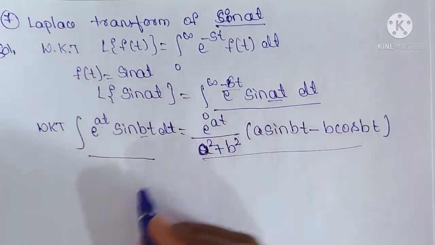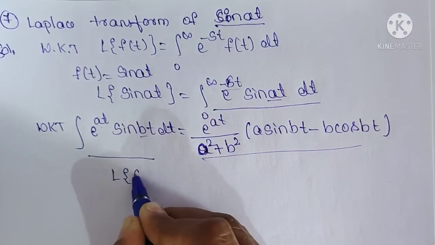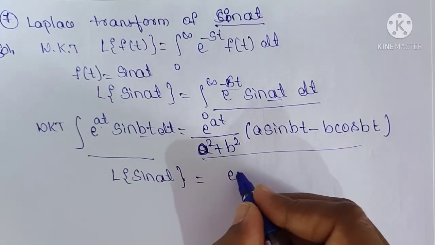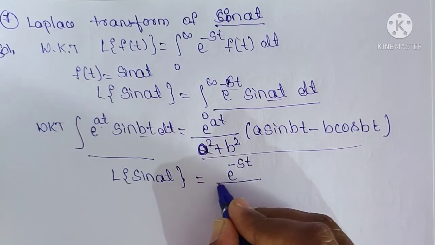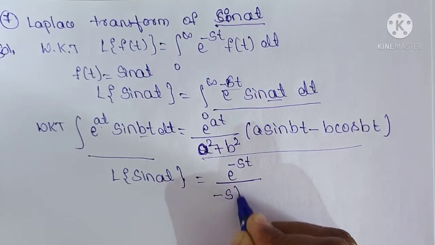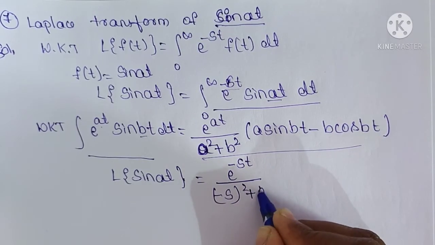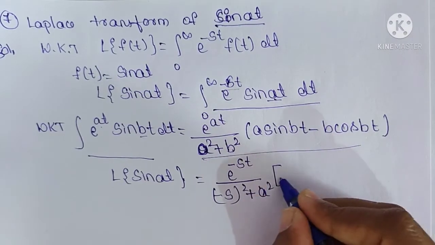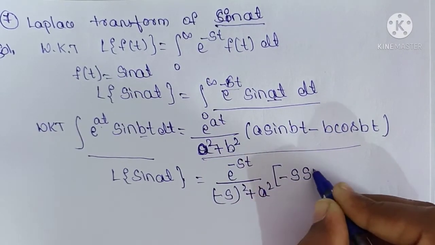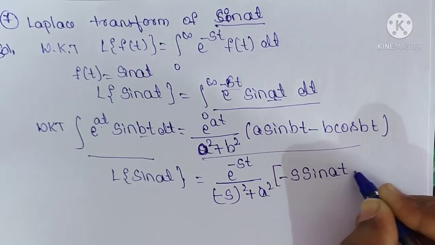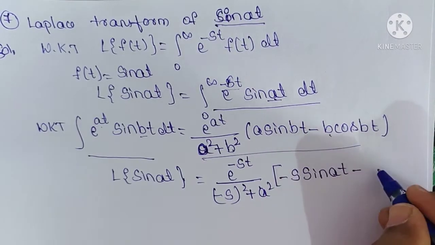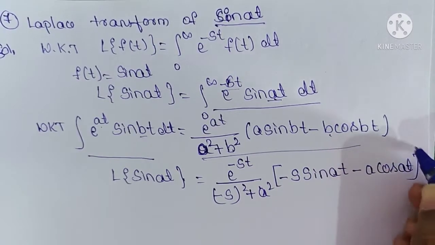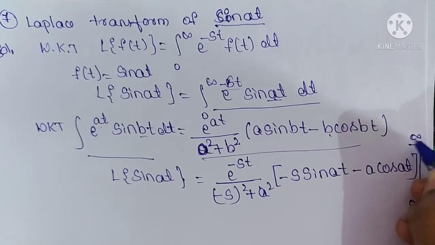Now apply this condition. We'll get L of sin of at is equal to e to the power of minus st divided by minus s square plus a square, in place of b, a, into, in place of a, minus s sin of, in place of b, at minus, in place of b, a cos of at. Limits 0 to infinity.